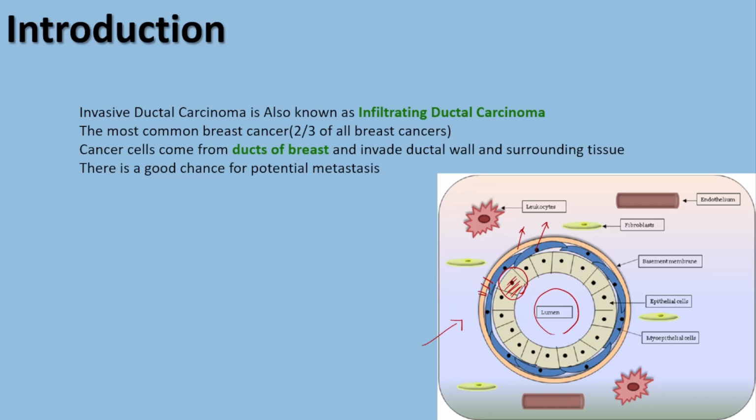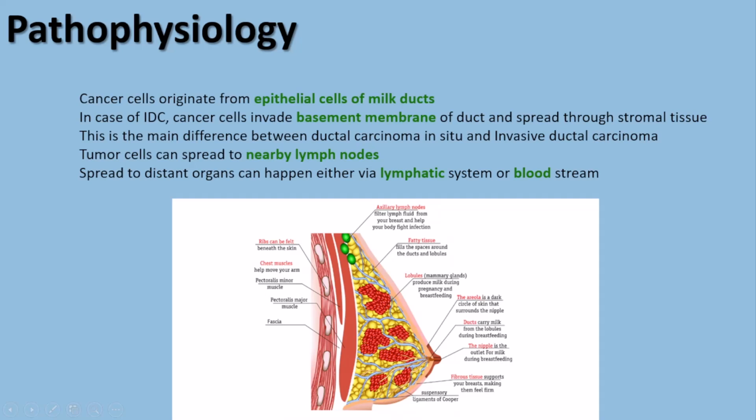But in case of invasive ductal carcinoma, we have invasion of the basement membrane, and as the result, this is how the tumor can have a very good potential for metastasis and malignancy. So another point is that, again, because of the fact that the tumor cells are invading the basement membrane, the invasive ductal carcinoma can spread to the nearby lymph nodes and causes metastasis, distant metastasis via lymphatic system.